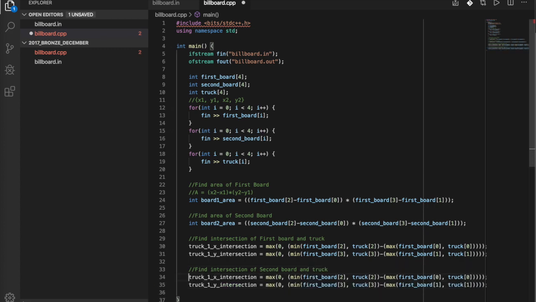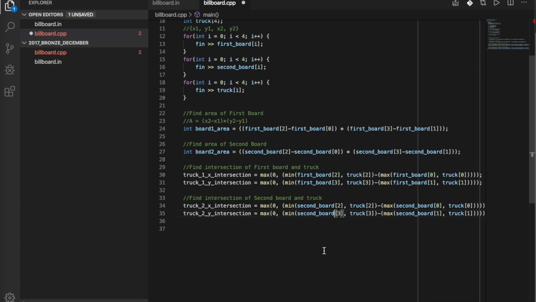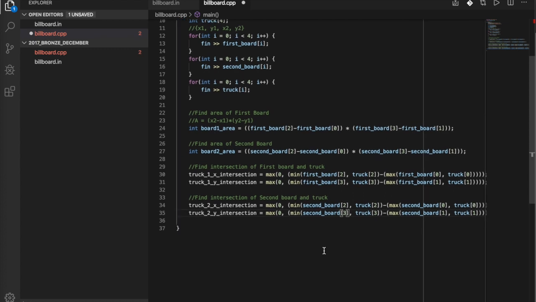So we put this here. We can say truck with board 2, and instead of saying first board everywhere, we can do second board. Now we have the intersections between the truck and the first board and the truck and the second board. So now that we have that, how do you find the area of the two intersections?